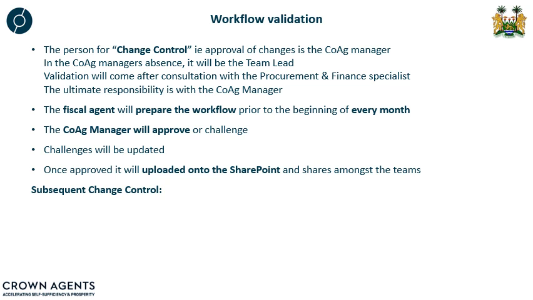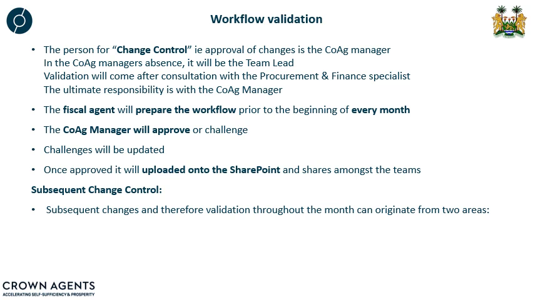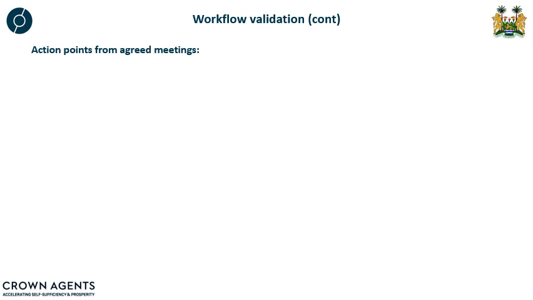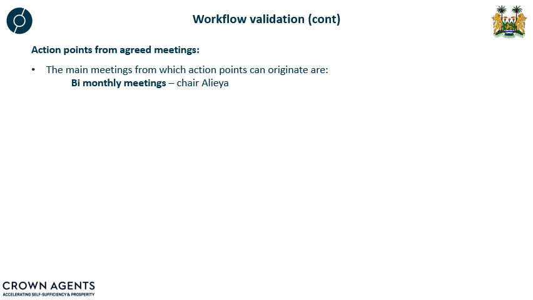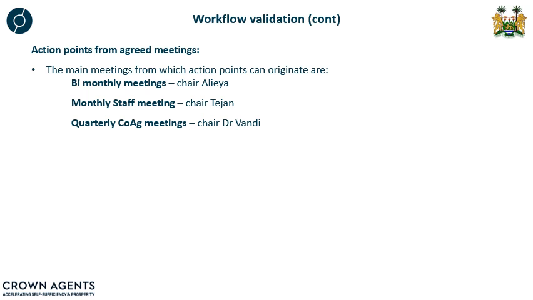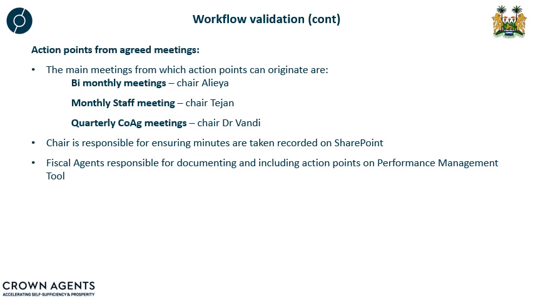Subsequent changes to the workflow can come from two main areas. One is action points from agreed meetings, and two, what we call dependency shifts, which we'll talk about in a bit. The action points from agreed meetings really come from either the bi-monthly meetings, the monthly staff meetings, or the quarterly CoAg meetings. It is the chair's responsibility to ensure minutes are taken.